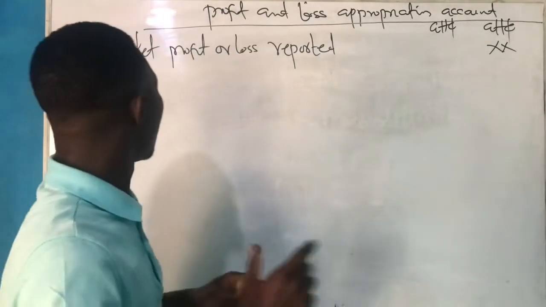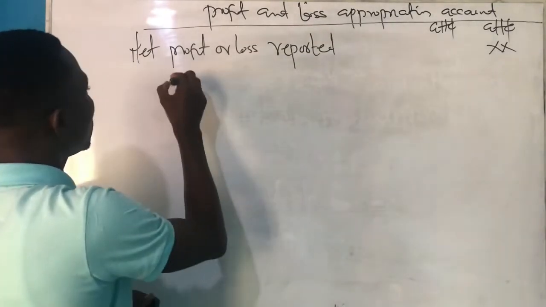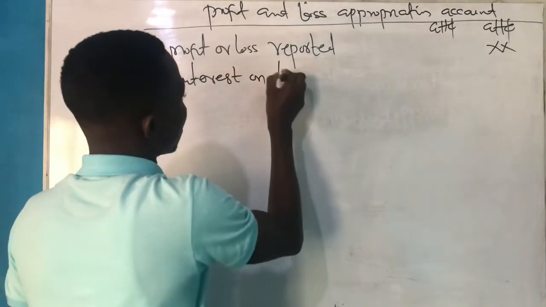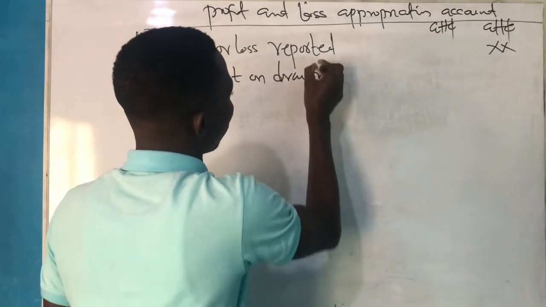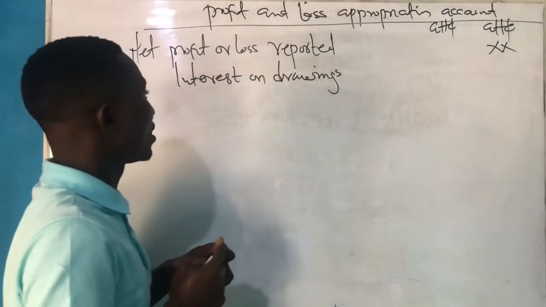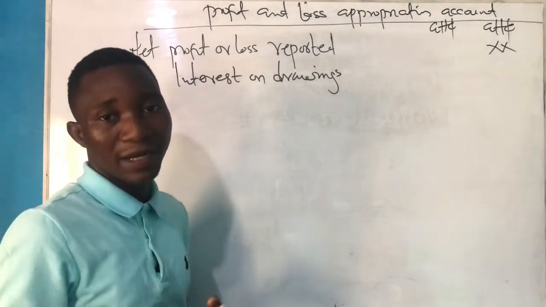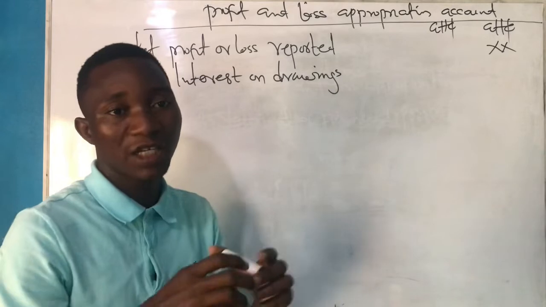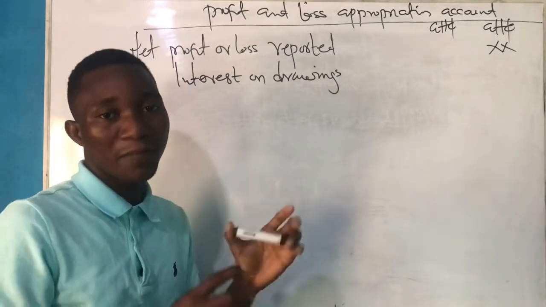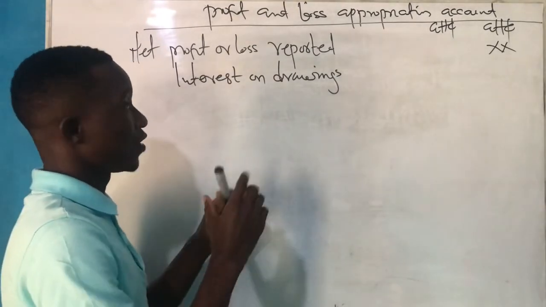So the first charge I would like to talk about is interest on drawings. That is when any of the partners make drawings from the partnership business and they decide to charge an interest on the drawings. The individual partner is going to pay the interest to the partnership business as a whole. Because of that, we are going to add it to the net profit or loss reported.